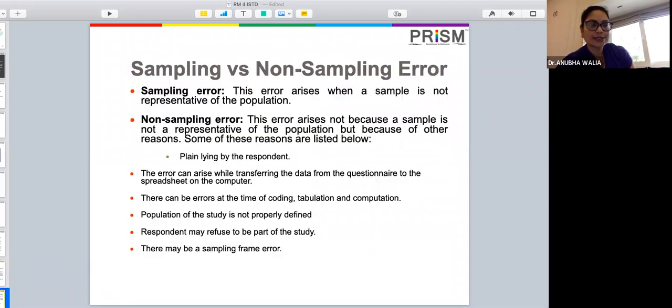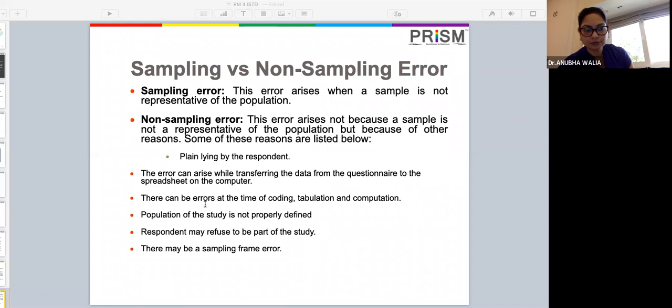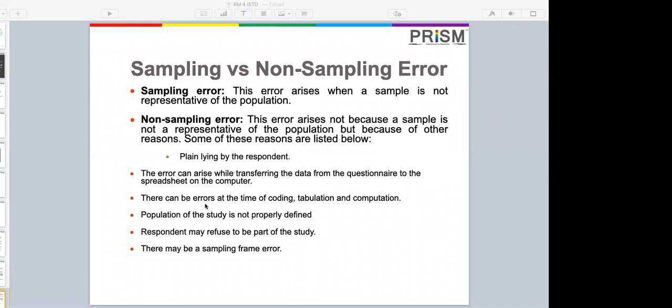Okay, so let's move and understand the difference between the sampling and the non-sampling error. Has anyone heard of this sampling and non-sampling error? No, ma'am. Okay, no worries.